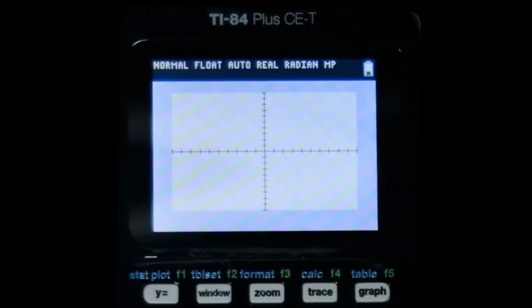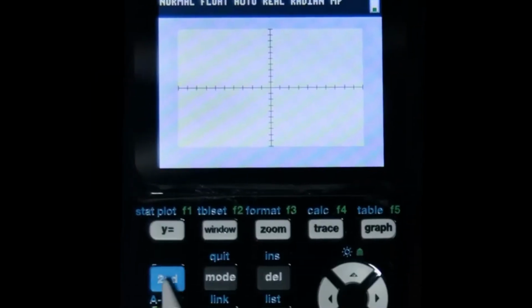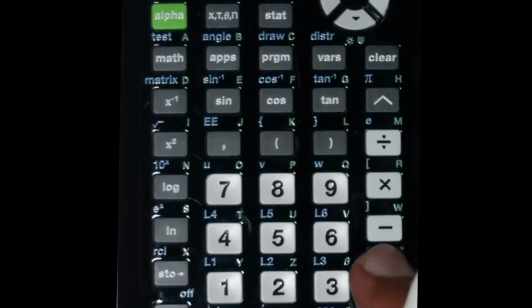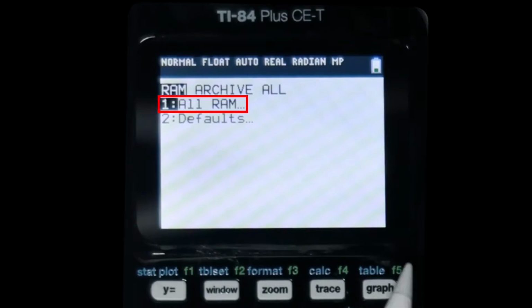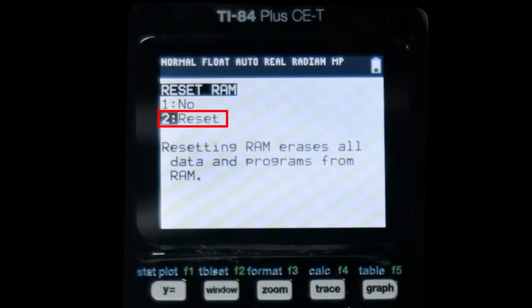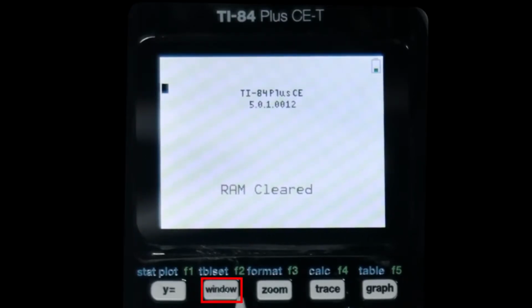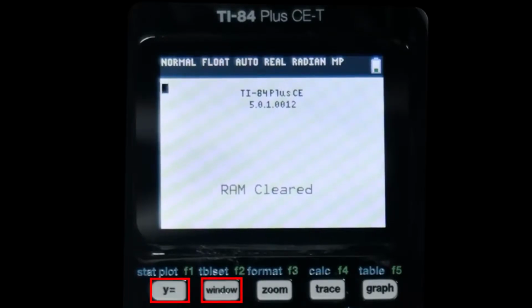So going onto the calculator, first I want to press shift and then memory, and make sure that I've reset the calculator. So any parameters that I've got in there, I've reset to the default. That means it's going to reset the window parameters and any of the equations or functions that I have already stored in the calculator.